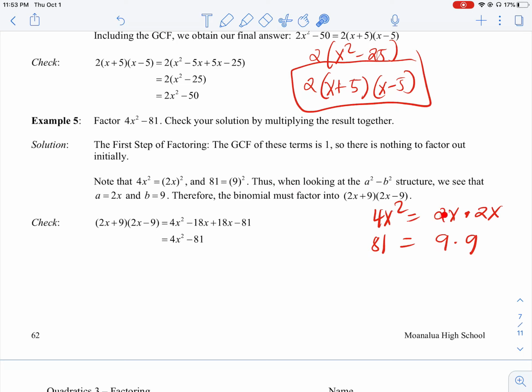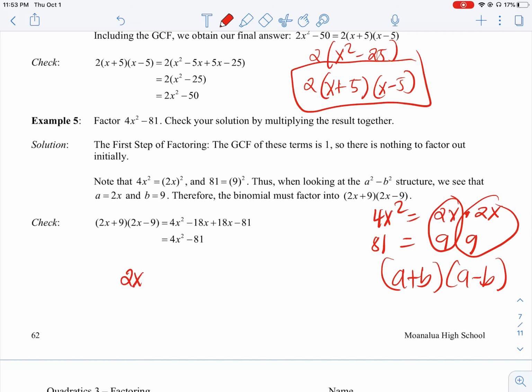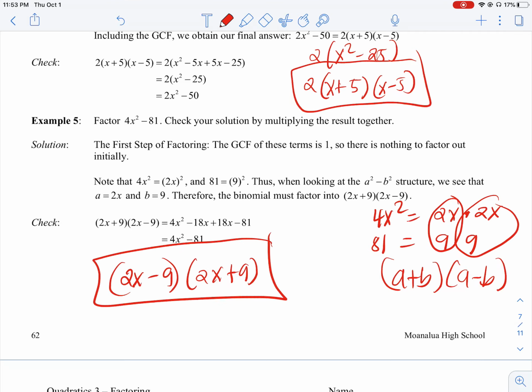Okay, and then when looking at the a squared minus b squared structure, we see that this is our a value, this is our b value. And remember the formula is a plus b and a minus b. So technically what that means is I'm going to combine both of them, but one is a minus and one is a plus. And that is the answer.